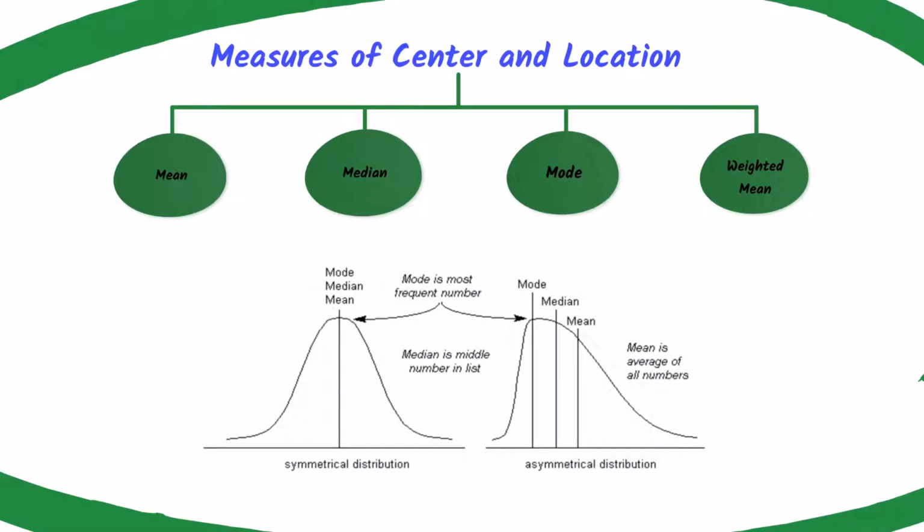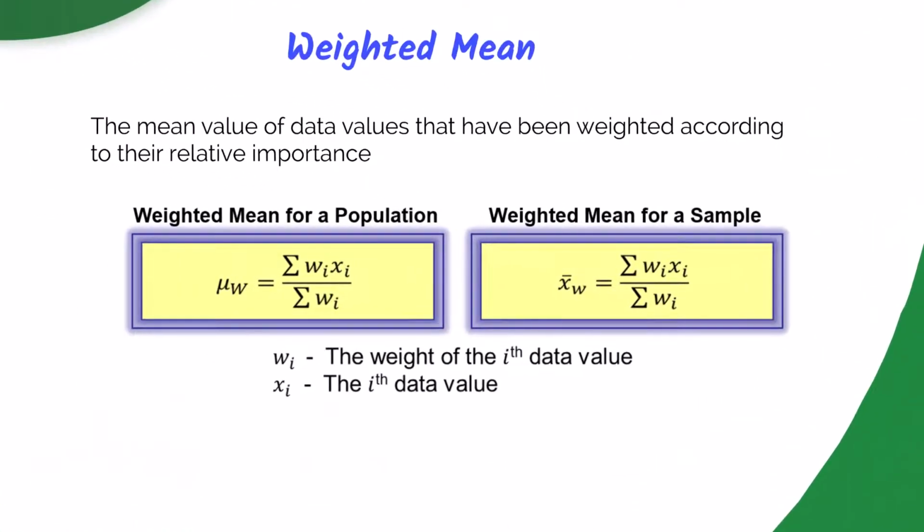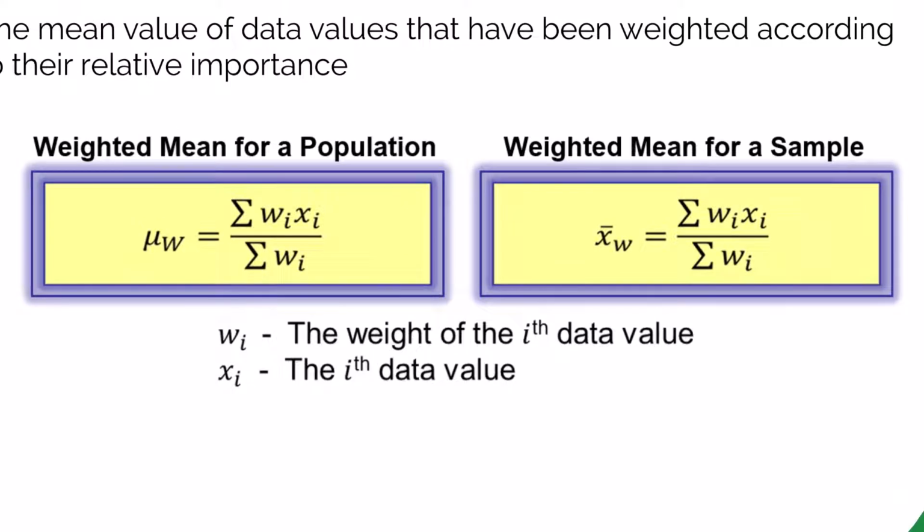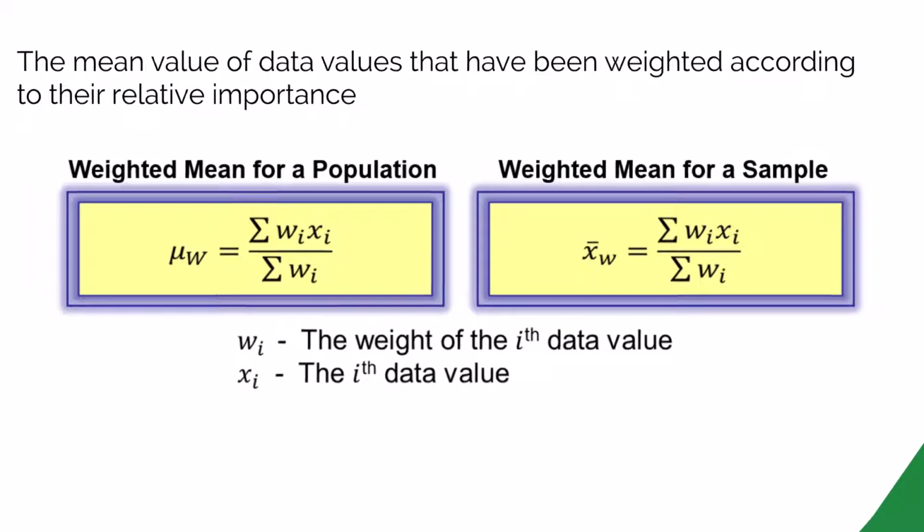Let's also talk about the weighted mean. Sometimes we can't just take a simple average like we did in the prior problem. We would want to use a weighted mean because some of the values have more importance than others. Whether you're doing the weighted mean for a population or a sample, it's the same process. There are just different Greek symbols. The W in the formula represents the weight of our data value, and the X is the actual value that we have. Then we divide by the sum of our weights.